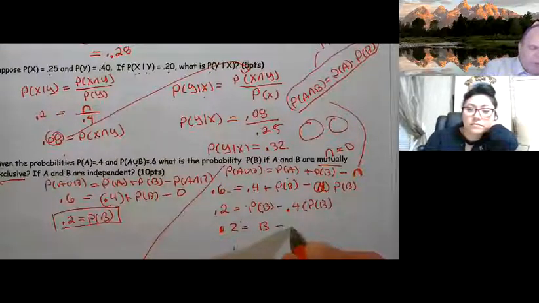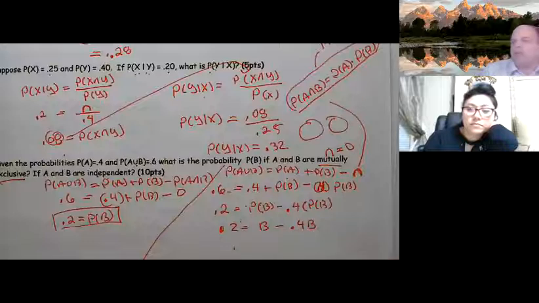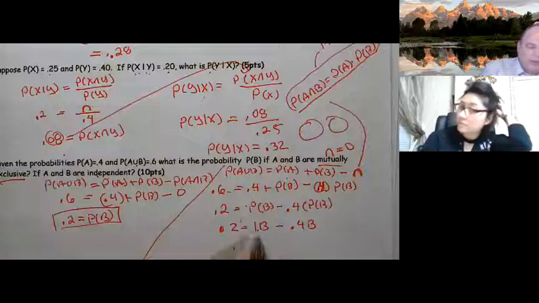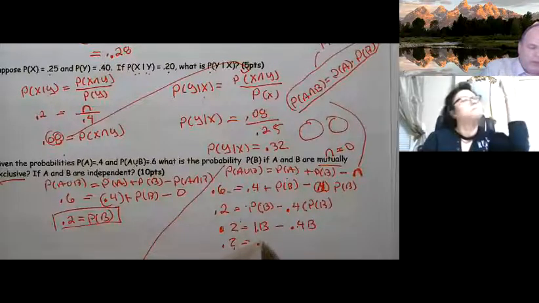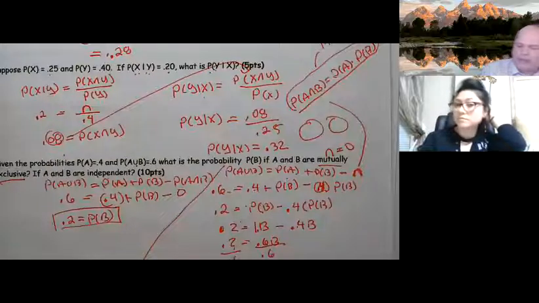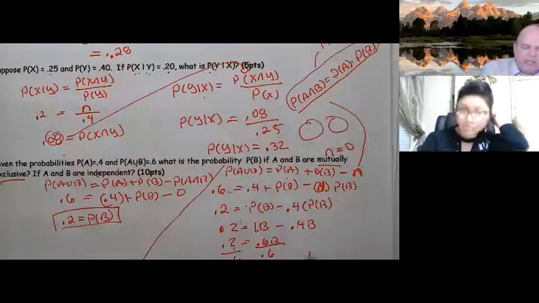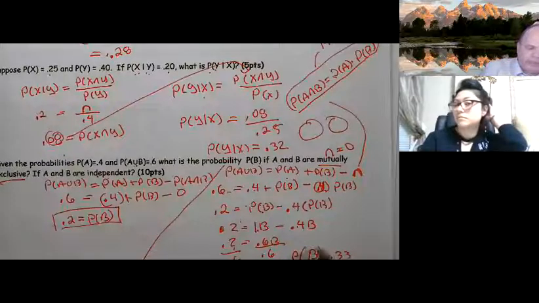B minus 0.4B, just because this makes things easier for me to see. This has a coefficient. That coefficient is 1. So 0.2 equals 1 minus 0.4, which is 0.6B. Divide both sides by 0.6, and I end up getting B equals 0.33, and I should put the probability of B as 0.33.